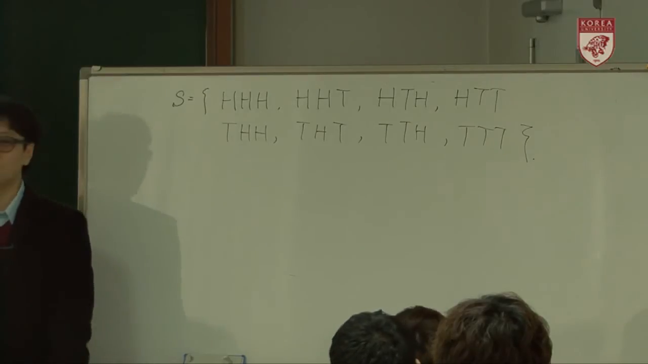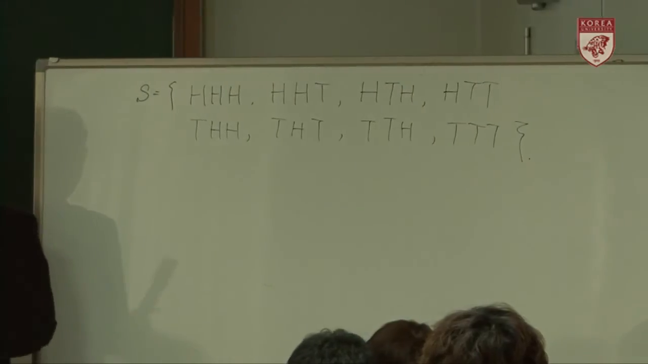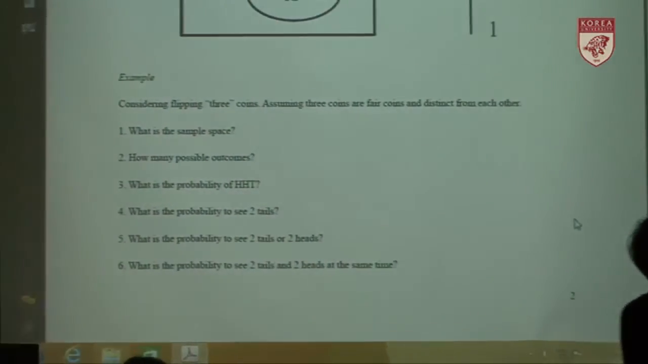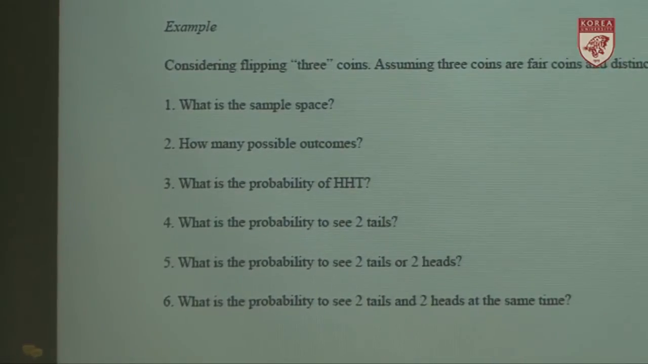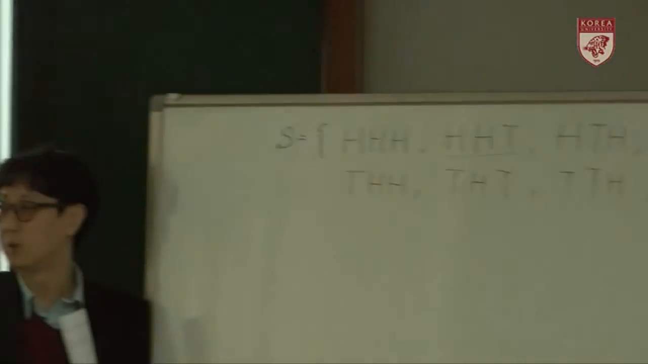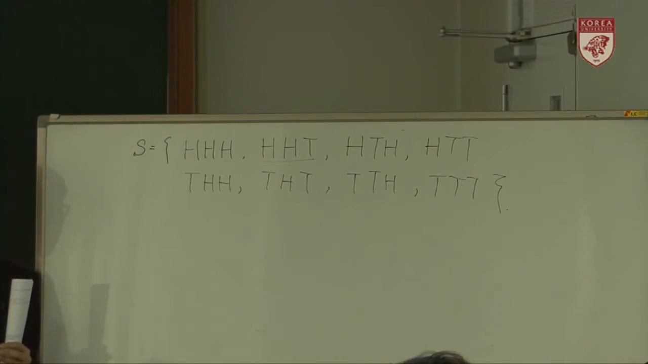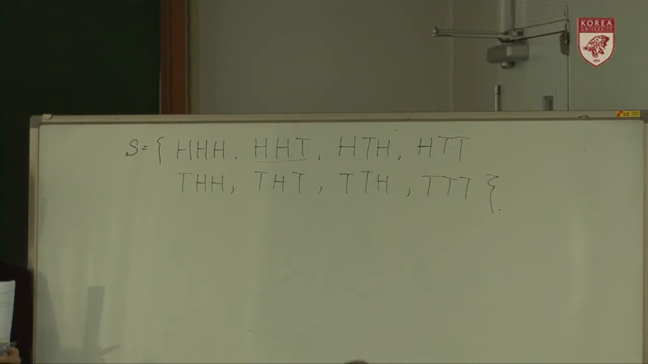Second, how many possible outcomes? 8 outcomes, right? So when you're flipping 3 coins, what's the probability of head, head, tail? It's 1/8, right? Because we are assuming fair coins. That means all of these 8 outcomes are equally probable. Then the probability is going to be 1/8.